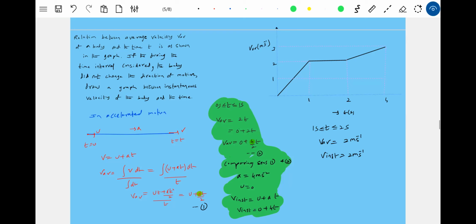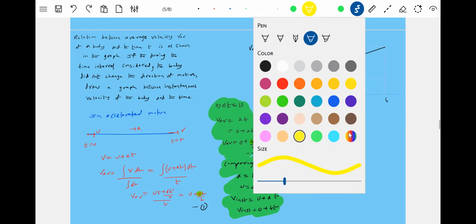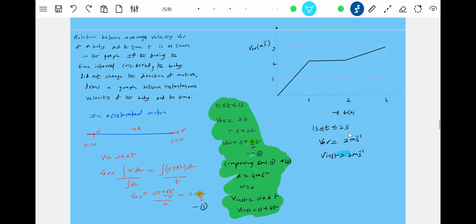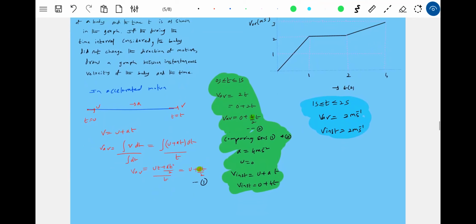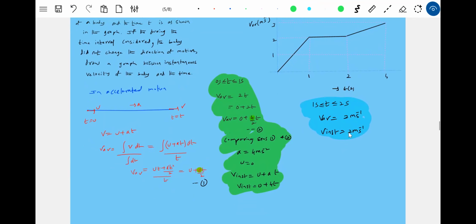The last, we have to analyze this part of the curve. First, we'll write the equation of motion for 2 to 4 seconds. This is one discussion. Everything is becoming green. On the last part of the interval, we have to discuss the motion for 2 to 4 seconds. We have to write equations of motion for it.